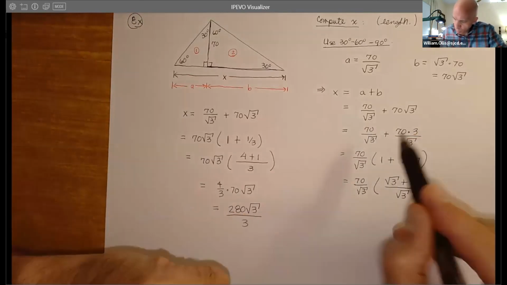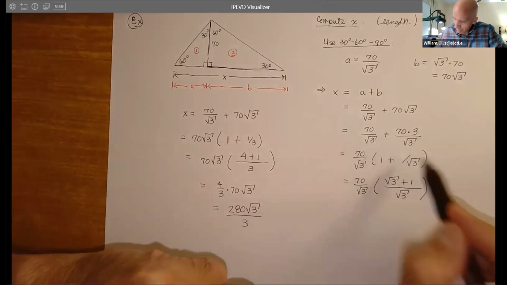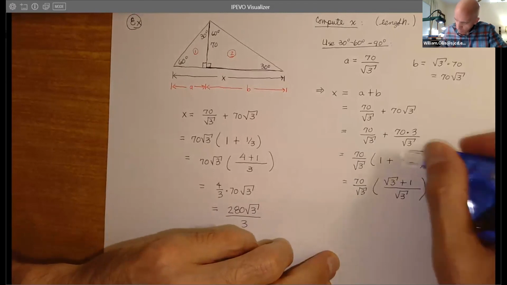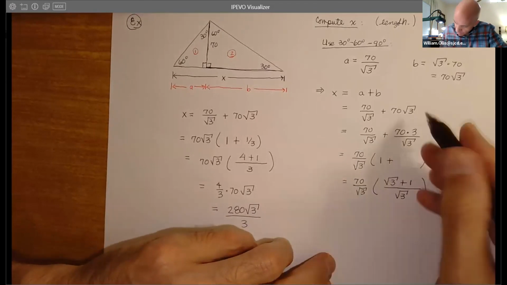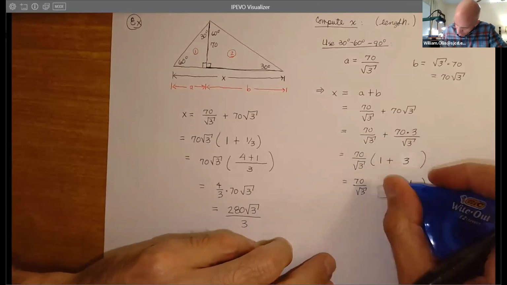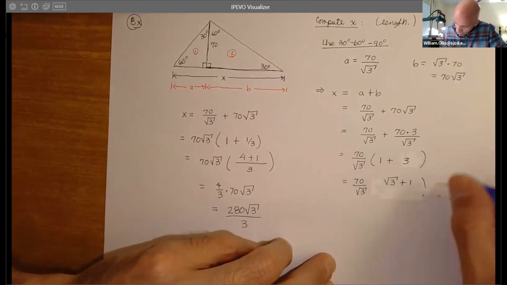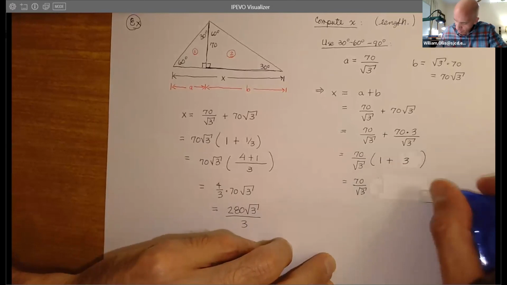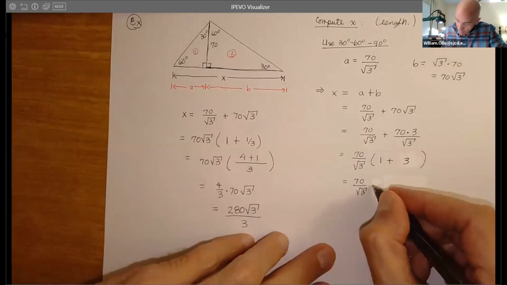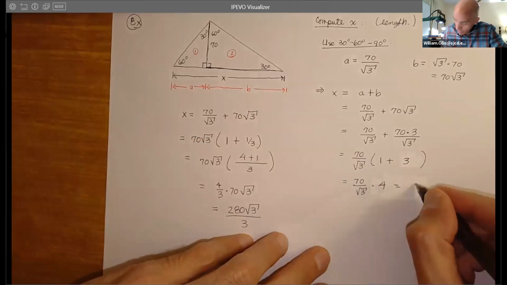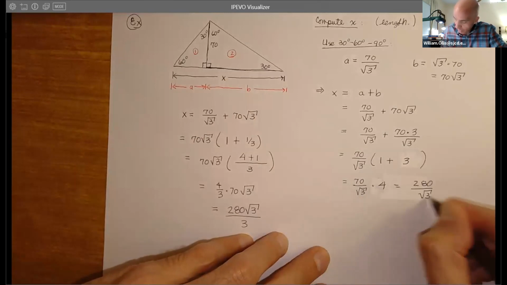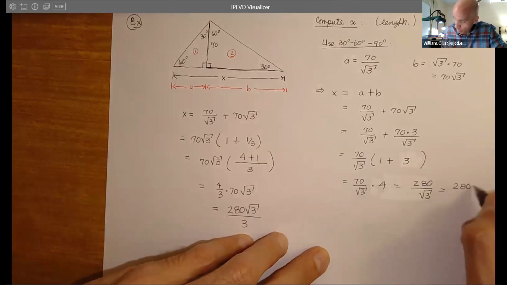So notice here, when we make this factorization, I've got an error here. I know you all saw that. You're just being kind. We get the same thing. That'll just be the 3 here. So it actually was nice. You got 2 calculations that weren't all that necessary. So here, when we factor the 70 over root 3, that just leaves a 3. So that gives us the 4. And so now we get 280 over the square root of 3. And if you rationalize it, you get 280 root 3 over 3.